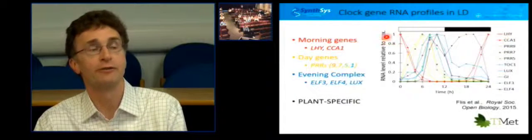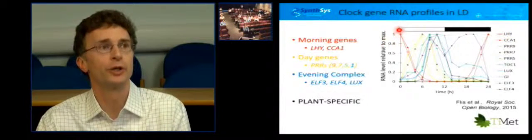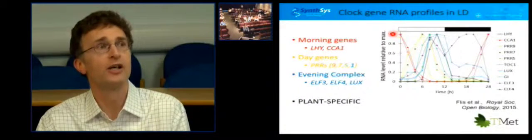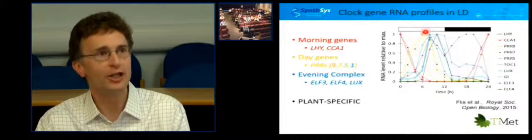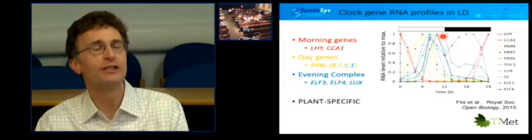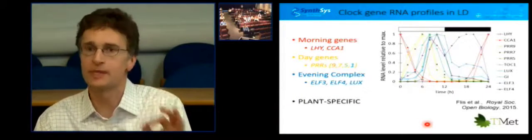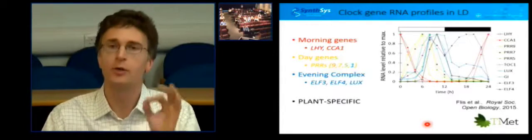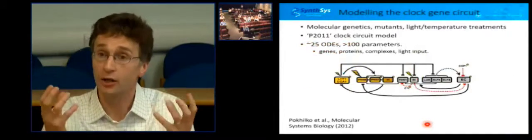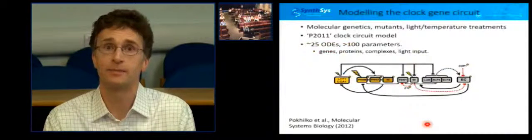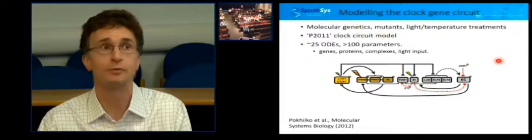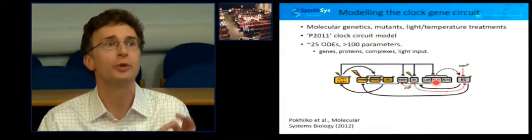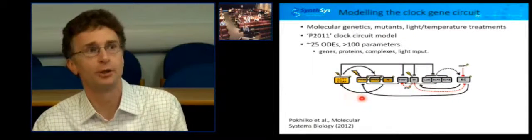This graph shows you data from Mark Stitt's lab, in which we're tracing the RNA expression levels of 2 morning clock genes here in red, down in the evening, up in the morning, the day genes here in yellow, the evening genes in blue. These are plant-specific transcriptional regulators, which we now know are linked together in a complex negative feedback circuit. How do we know that? Again, from the work of many different labs using molecular genetics, mutants, light and temperature treatments, which justify each of these connections in the model.